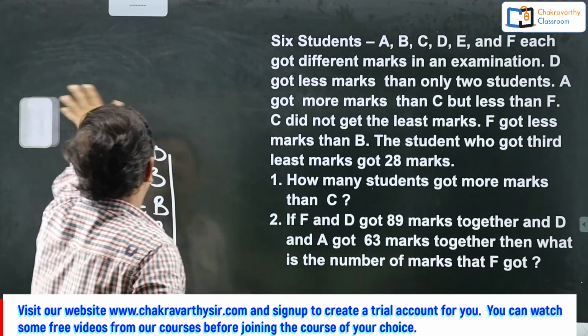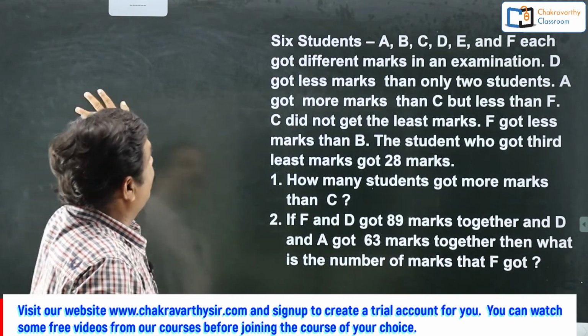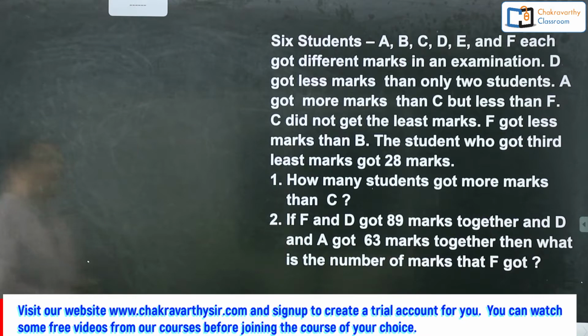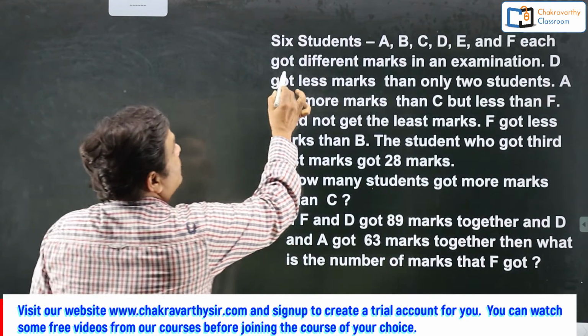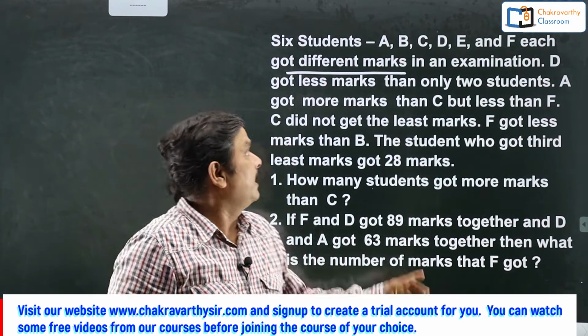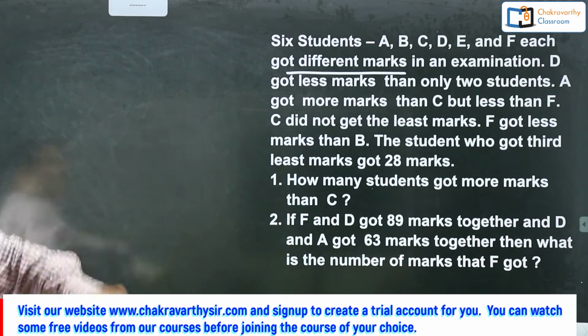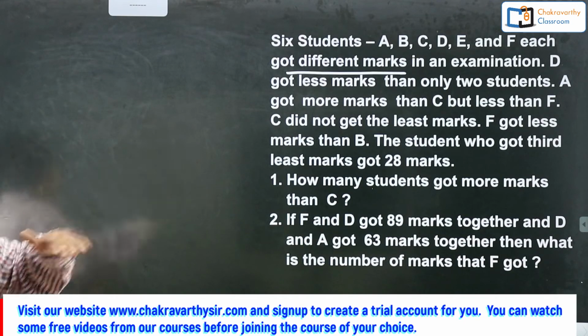First one, you take what exactly they have given here. 6 students are there. Let's start with the first question. Start with this one only. 6 students are there. A to F they have given. Each got different marks. Now you see, each got different marks. That means no student got same marks. Then no 2 students got the same marks. Then different marks in an examination. D got less marks than only 2 students. A got more marks than C. Some information they have given.